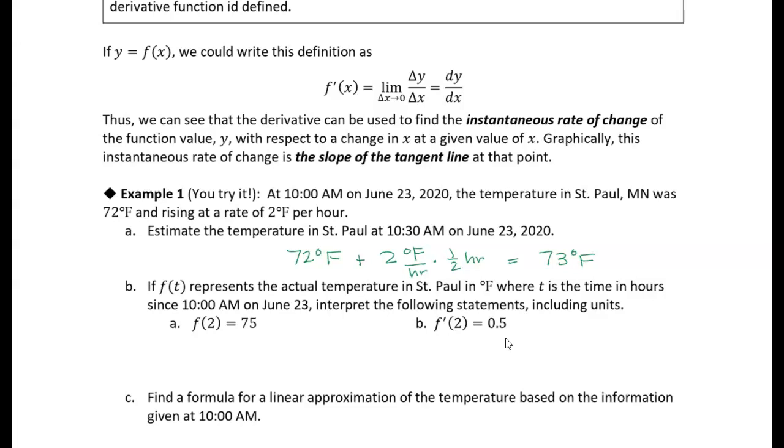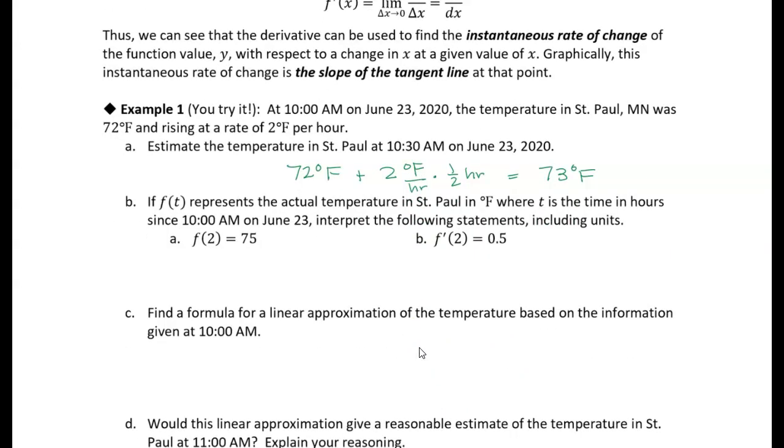So now part B asks, if f of t represents the actual temperature in St. Paul in degrees Fahrenheit, where t is in hours since 10 a.m. on June 23rd, interpret the following statements, including units. So f of 2, okay? So f of 2. In this case, the input to the function is t, and t equals 2. But t is the number of hours since 10 a.m., right?